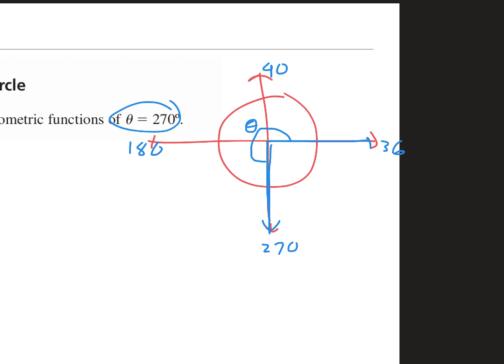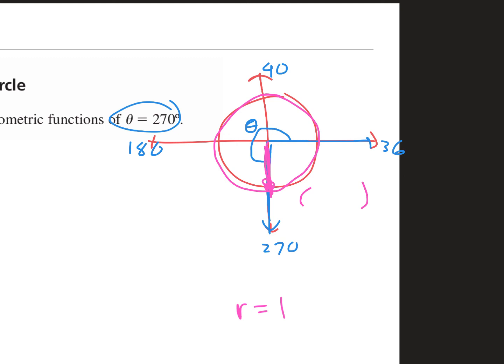Now we need to figure out what our x and y are. We want to see what this point is. What is our x and y coordinate at this point? What's our r here if we have the unit circle? What's r equal to? 1. R is 1. So our radius of this red circle here is 1. So we're going down 1 unit.